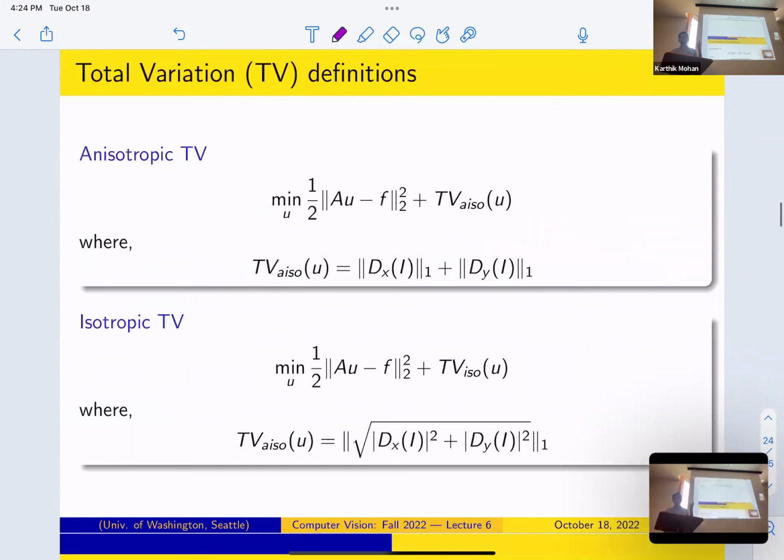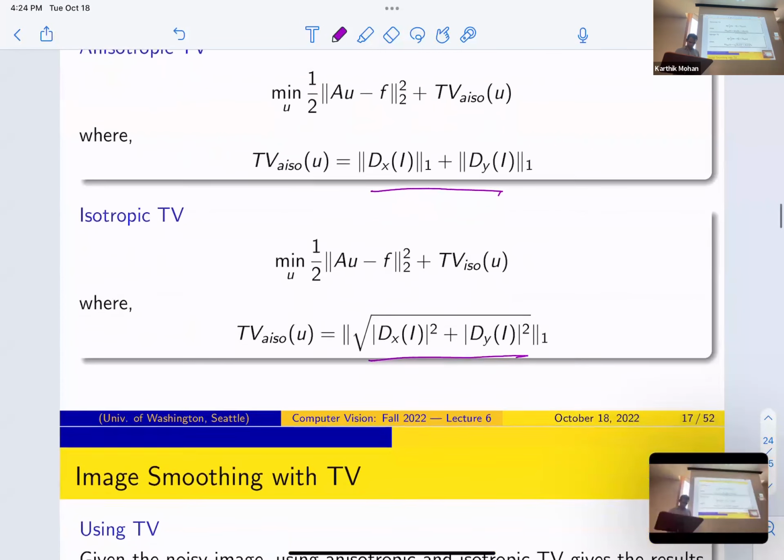And there's more than one way to combine it. So you can combine it this way, or you can also combine it this way. So that gives rise to anisotropic, and so it should be isotropic.